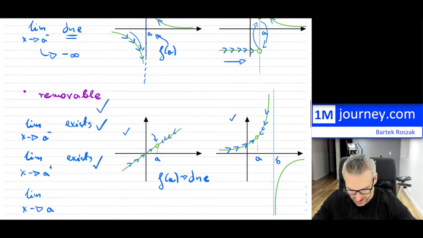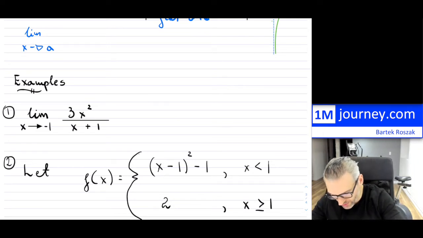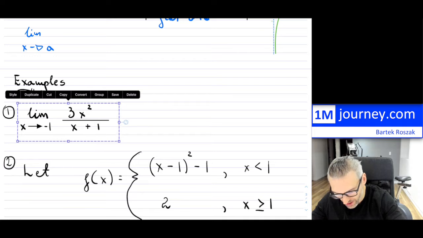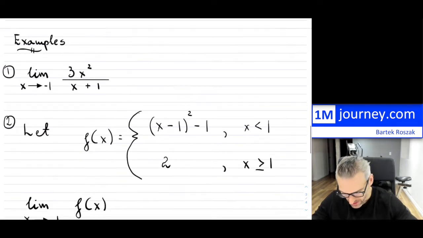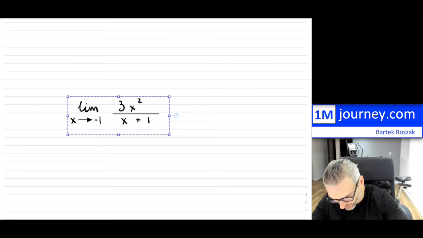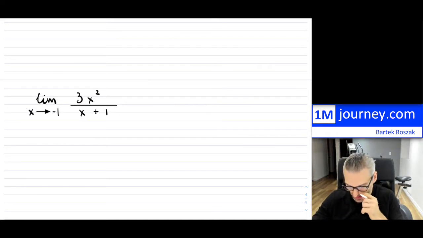Now, I have several examples here for you, so I want to walk us through these examples and see, do these limits exist, do they not? And then, what kind of discontinuity do we have here? So here's my first one. I prepared several examples for you so that you can see, and you might run into this.